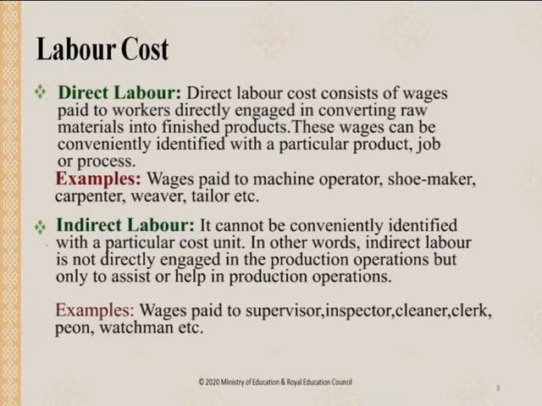Okay, next we have indirect labor. It cannot be conveniently identified with a particular cost unit. In other words, indirect labor is not directly engaged in the production operation, but only assists or helps in the production operations. Examples: wages paid to supervisors, inspectors, cleaners, clerks, peons, watchmen and so on. Those people do not directly contribute to the production process, but without their helping hand, at times the completion of work becomes a question. So therefore their service is also very much required for the completion of the production process. So they indirectly engage in the production process, therefore they are called indirect labor.